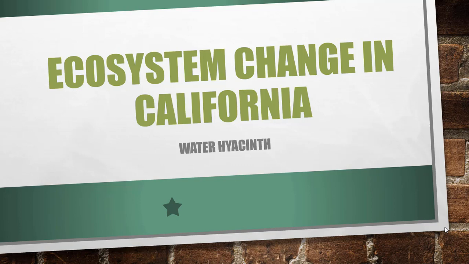Ecosystem change in California. In the next 6 weeks, we're going to be looking at how ecosystems have changed in California. Specifically, we're going to be looking at something called the water hyacinth. So first, we need to talk about what is ecosystem change.